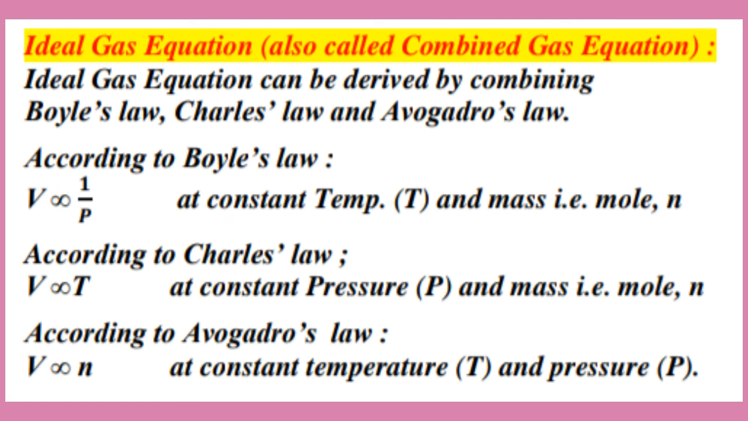Avogadro's law states that the volume of a gas is directly proportional to the number of moles at constant temperature and pressure. Mathematically, V is directly proportional to n at constant temperature and pressure.